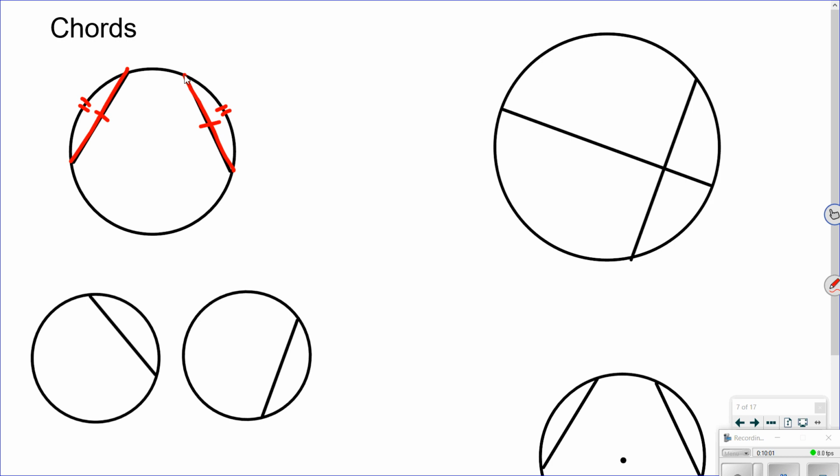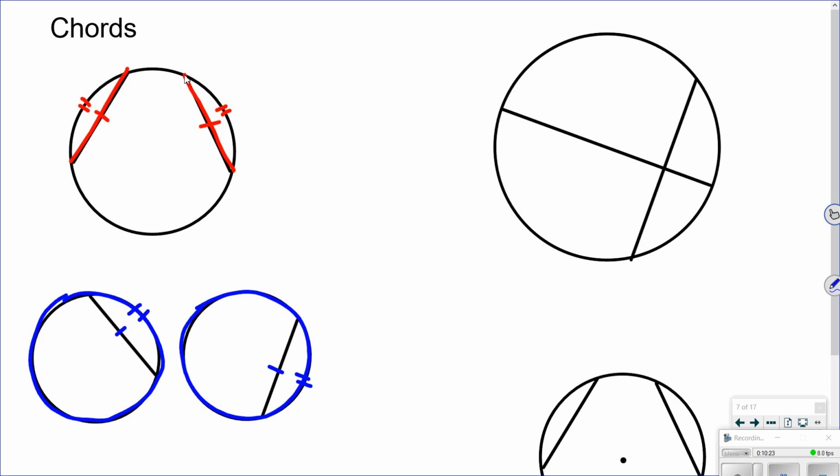If you have two circles that are congruent, so let's go down here. Let's say these two circles are congruent. That's given to us. So the circles are the same size. They're congruent to each other. If the chords are congruent, the arcs will also be congruent. And the converse is true. If the chords are congruent, then the arcs are congruent. So that's our first theorem.